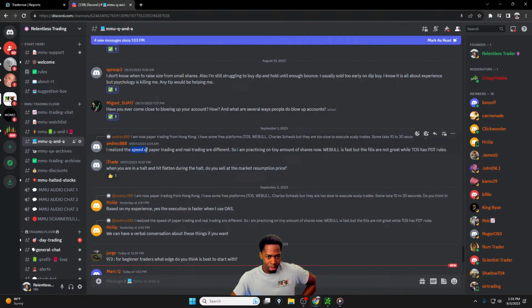I realize the speed of paper trading and the real trading are different, so I'm practicing on tiny amounts of shares now. Webull is fast, but the fills are not great, while Thinkorswim has the PDT rule. So I'd recommend using the DAS Trader platform. The DAS Trader platform does have a simulation side where you can place the trades through DAS, and it's just as fast as if you were in a live account. So I would recommend using the DAS Trader platform, although it will cost you $150 a month.